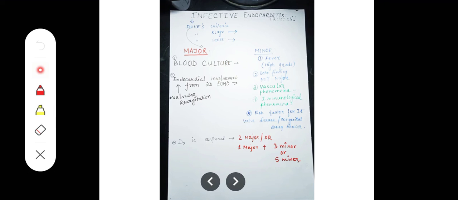This is a short video on infective endocarditis, which is in fact a very important topic that we must know. So, the criteria to diagnose infective endocarditis is Duke's criteria. Okay, Duke's criteria. Now, before I move on to the further discussion on Duke's criteria, there are two more Dukes that you should know.